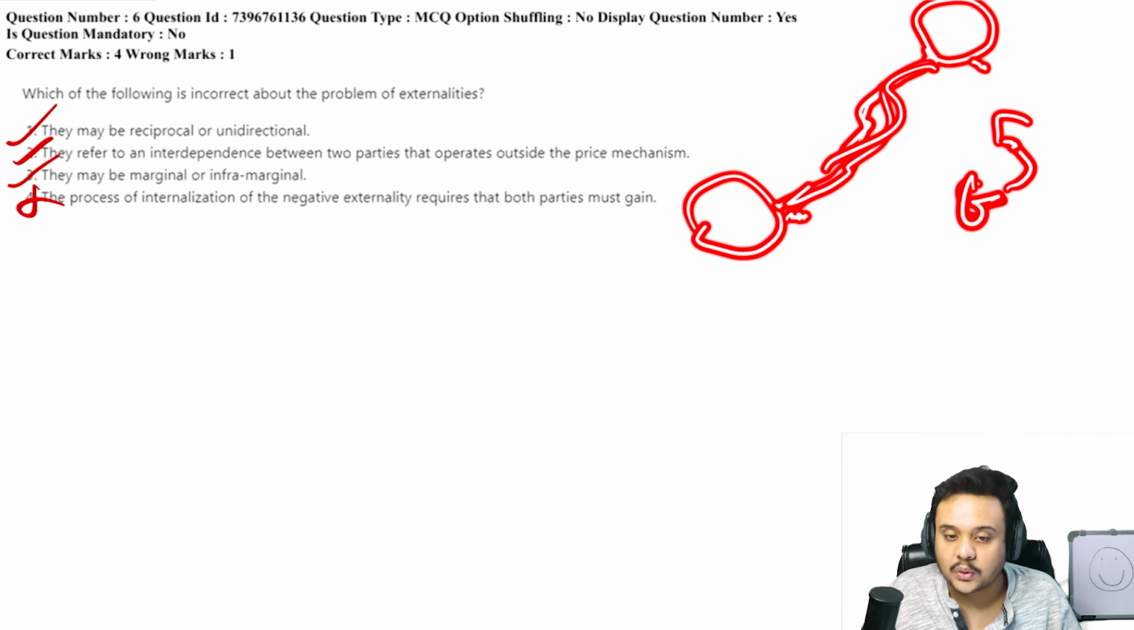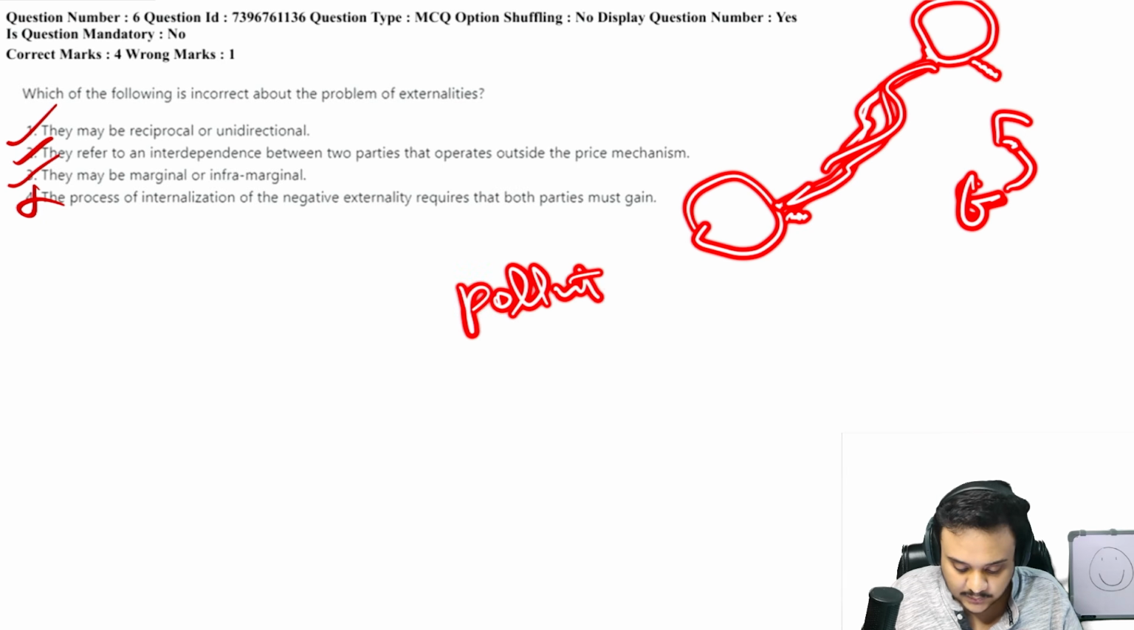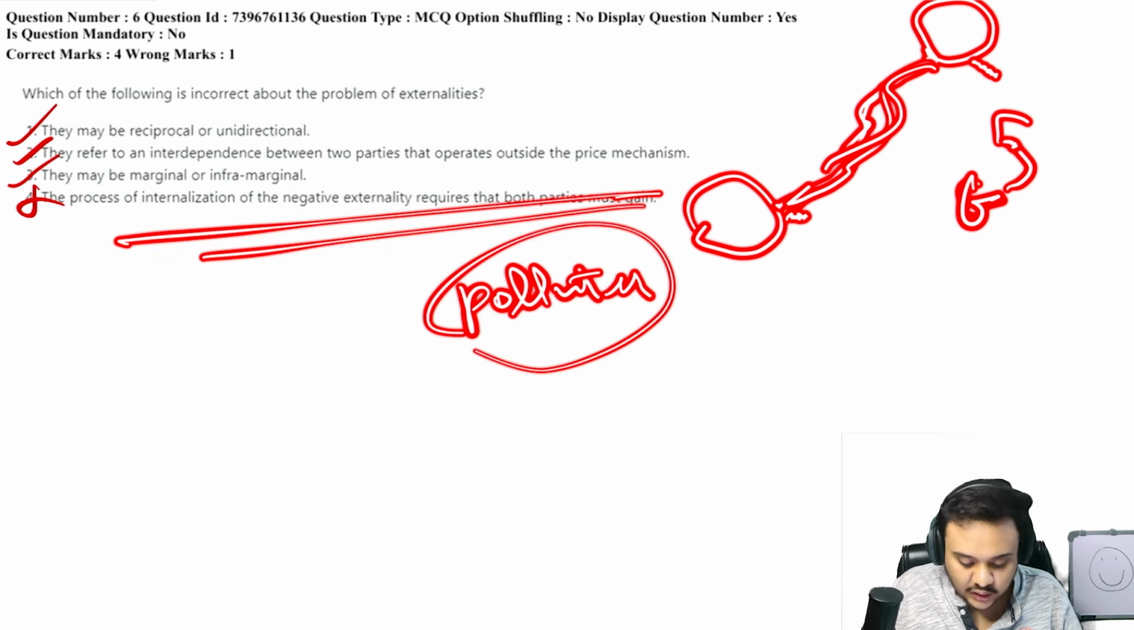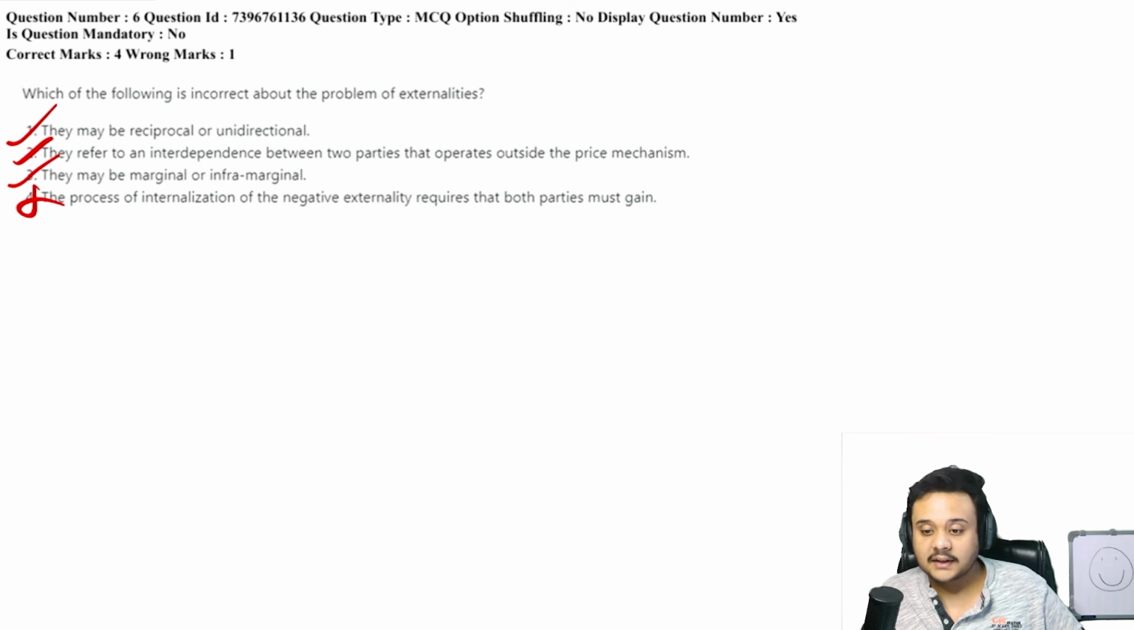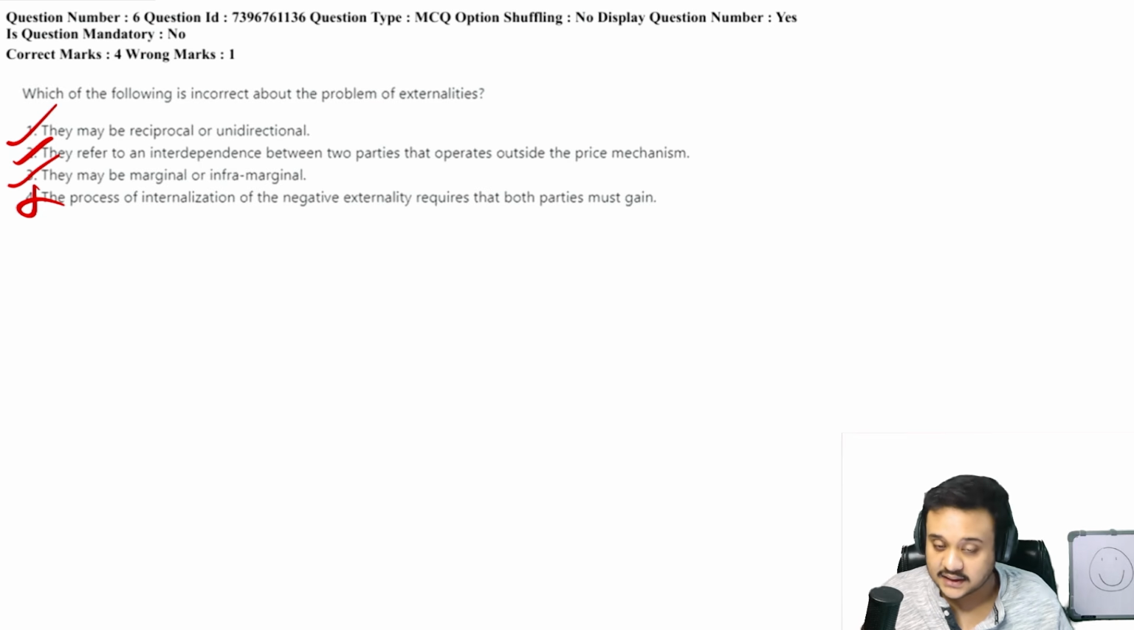They just have to produce less and they have to pay the tax. Okay, because they were the polluter in this case. They were the polluter. So it is definitely not at all necessary that when you are internalizing a negative externality, both parties must gain at all times. No, that is not true at all.